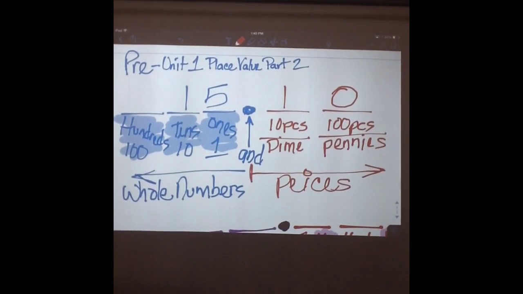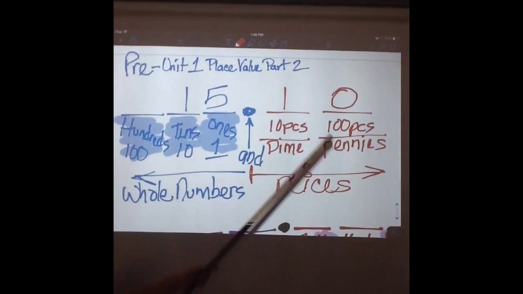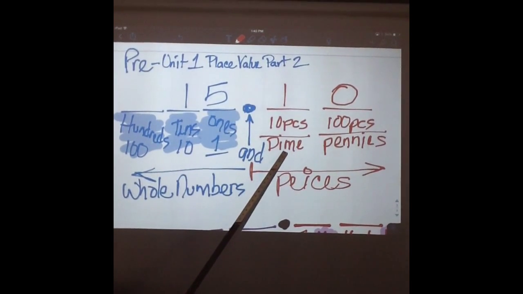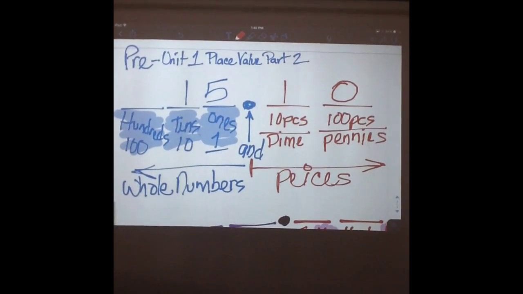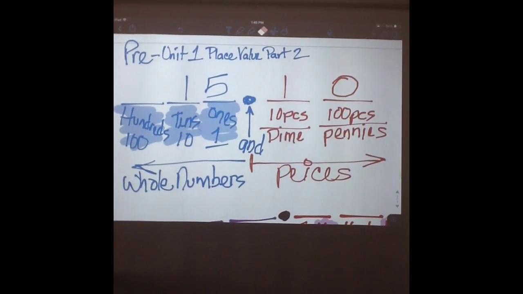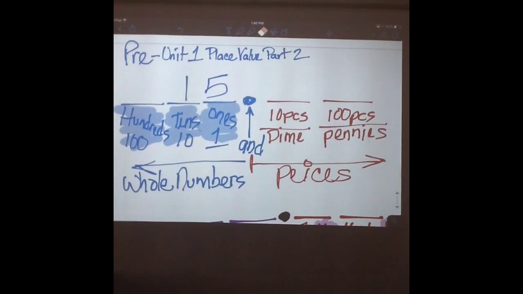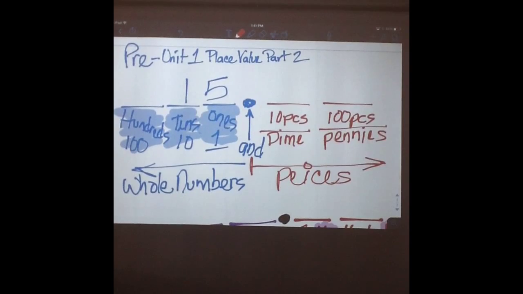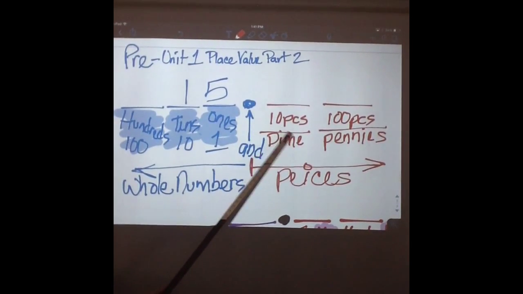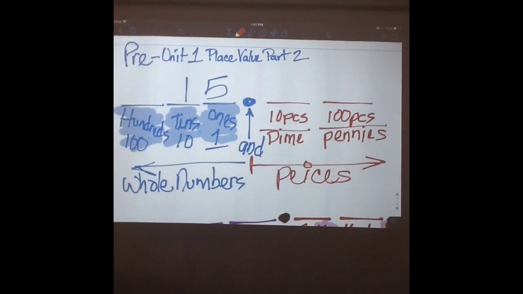Now in this case, how many pennies do I have if I have a dime? 0. I don't have any pennies, but I have 1 dime, right? Does that kind of make sense to you? I hope so. Let me erase that. Let's say I had 2 dimes. Where would I put the 2? Would I put it on the first place to the right or the second place on the right? The first place.